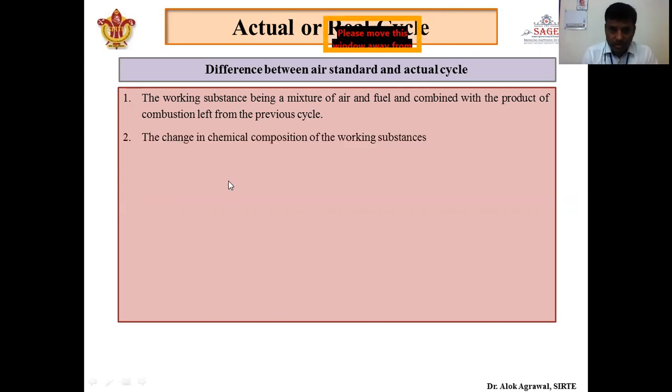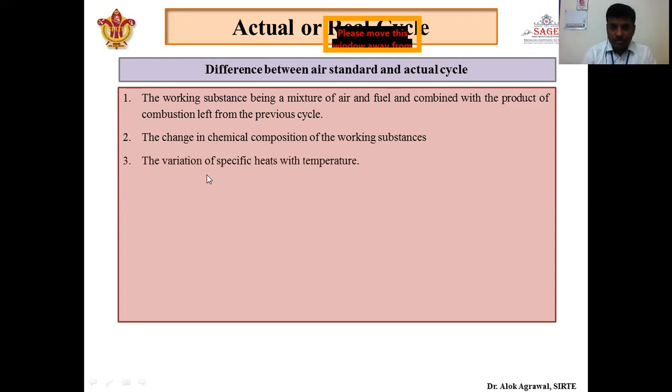The other difference is the change in chemical composition of the working substance. Again, we assumed in the air standard cycle that the chemical composition remains constant throughout the process of combustion. But actually, it is not the case. Here, fuel burns and its chemical composition changes, and only because of this change in chemical composition are we able to produce energy. So the chemical composition of the working substance continuously changes in the actual cycle.